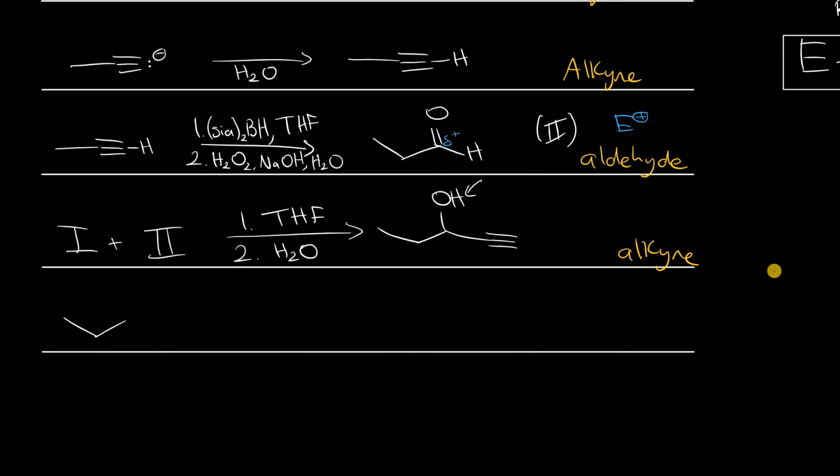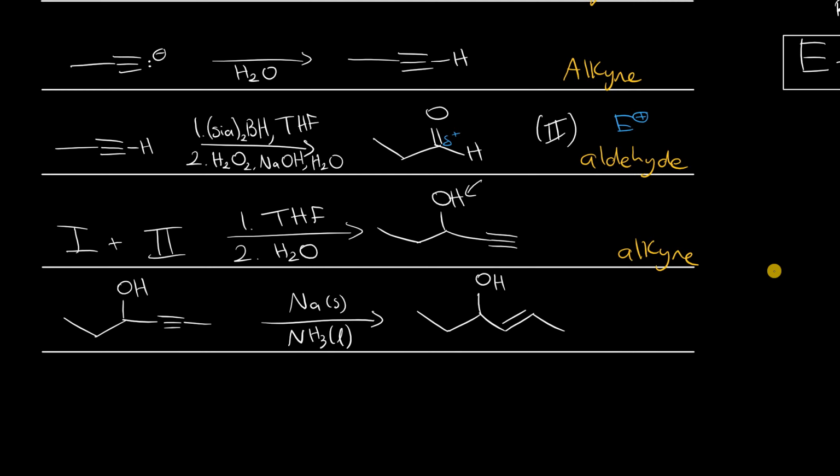So let's take this compound, our alkyne, and dissolve sodium in liquid ammonia, which should give us our trans alkene, 6 carbons long, the OH group at carbon 3, and the alkyne is reduced to the alkene.